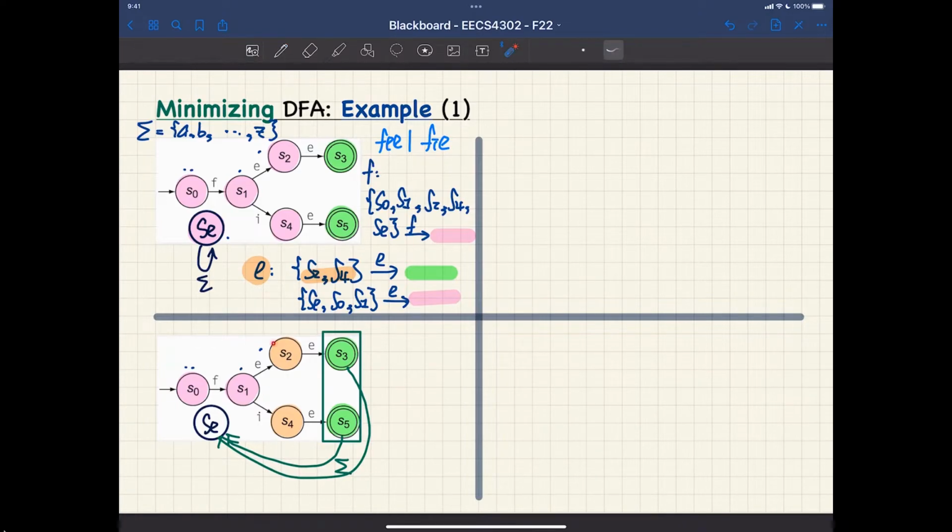How about S2 and S4? Do we have to split them? Well, put it this way. Let's try to argue. If it was the character E, S2 and S4 go to the same partition, so they will be considered as equivalent. What about any other character other than E? They will simply go to the error states, in which case they are also considered as equivalent because they go to the same partition. So no split either. All right? So far we tried 2 partitions, the green and the orange, and there's no split.